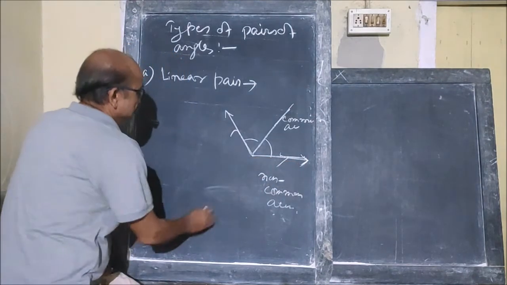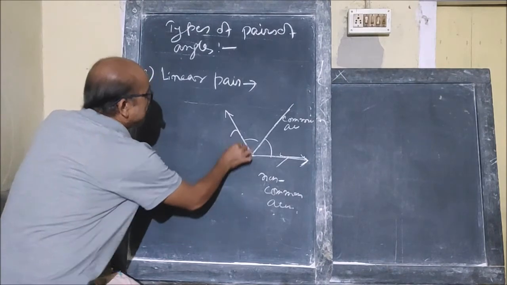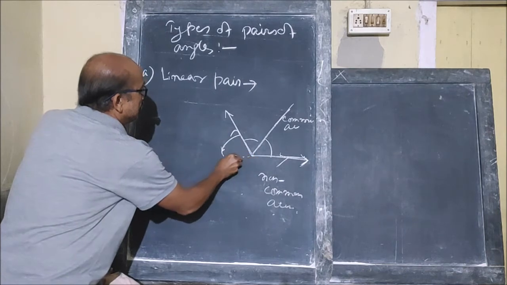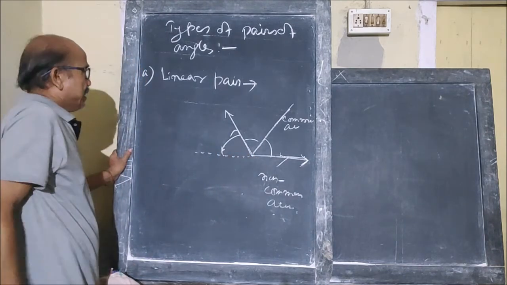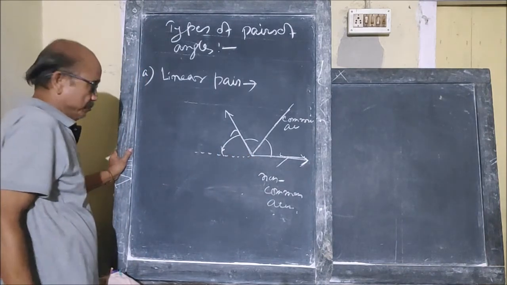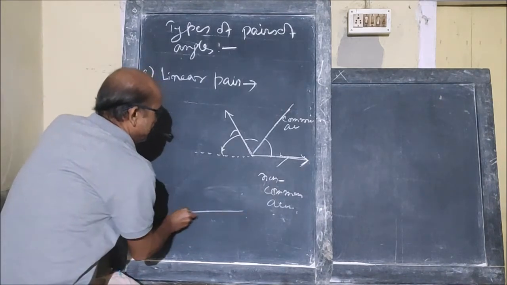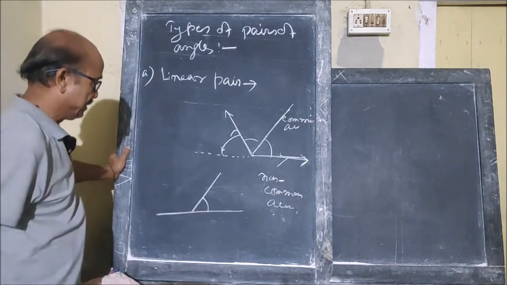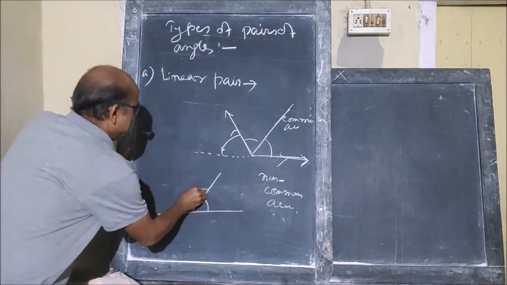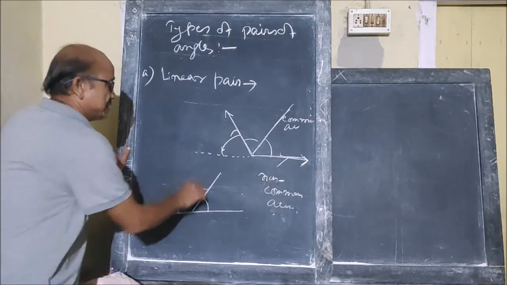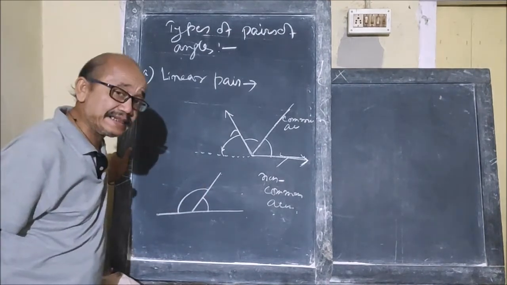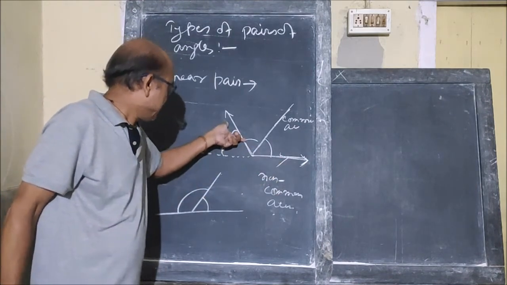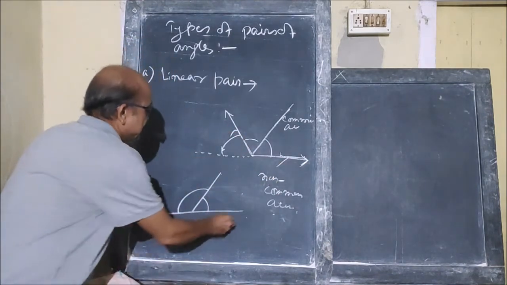In this diagram, when this line comes to that position, then it will be a linear pair of angles. Suppose that one is an angle and this one is an angle. These angles are also called adjacent angles, but here the non-common sides, this and this, lie on the same line.